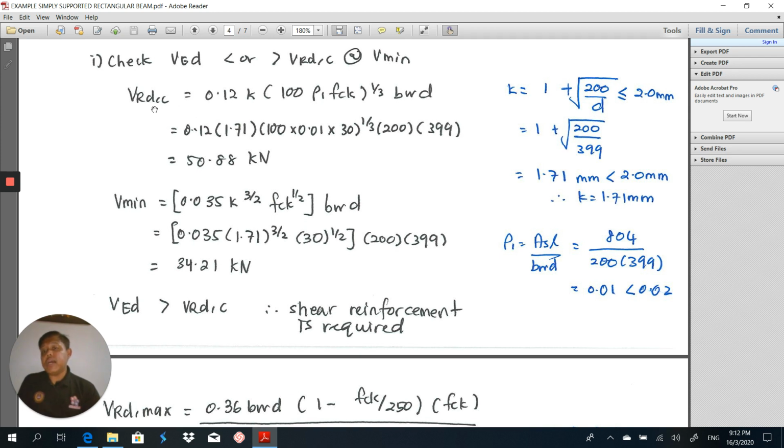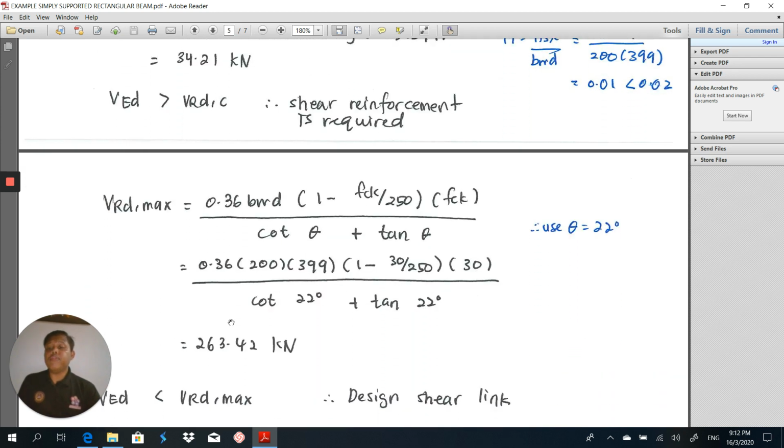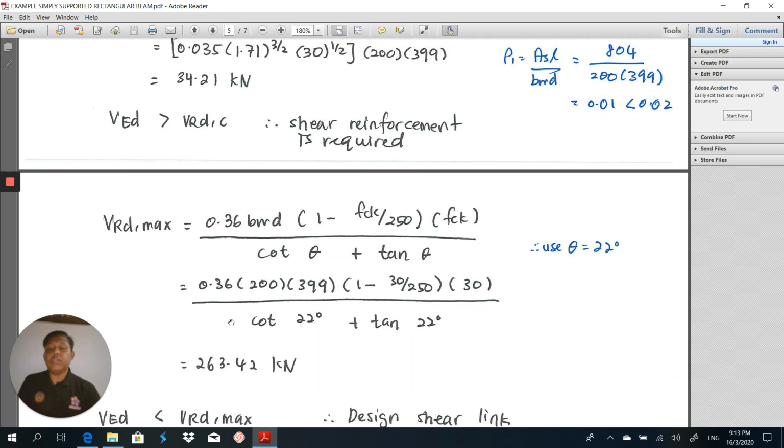So by comparing VRDC and Vmin, the biggest value is VRDC. That's why I compare VED with VRDC, and then the answer is shear reinforcement is required. So we have to calculate the VRD max in order to know whether we have to design the shearing or provide the minimum. So VRD max is equal to 0.36 BWD times (1 minus FCK over 250) times FCK over (cotangent theta plus tangent theta). So cotangent theta is equal to 1 over tangent theta.